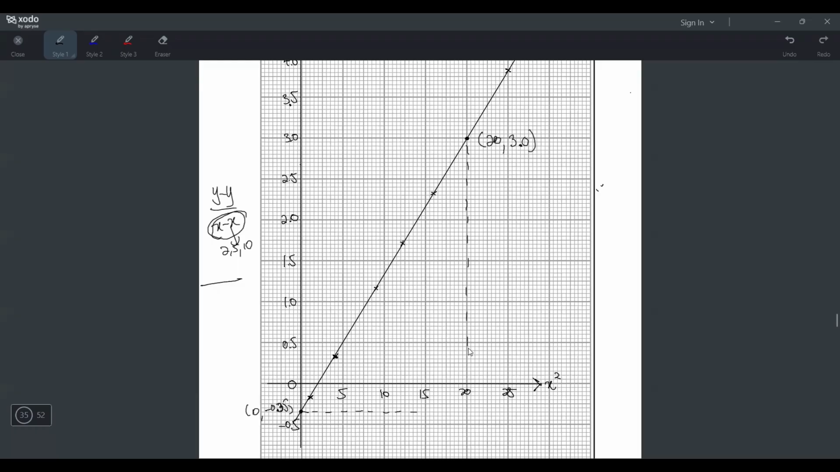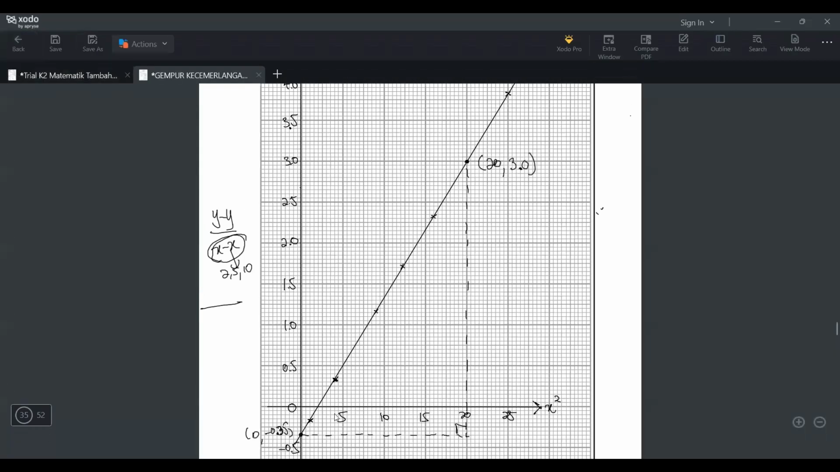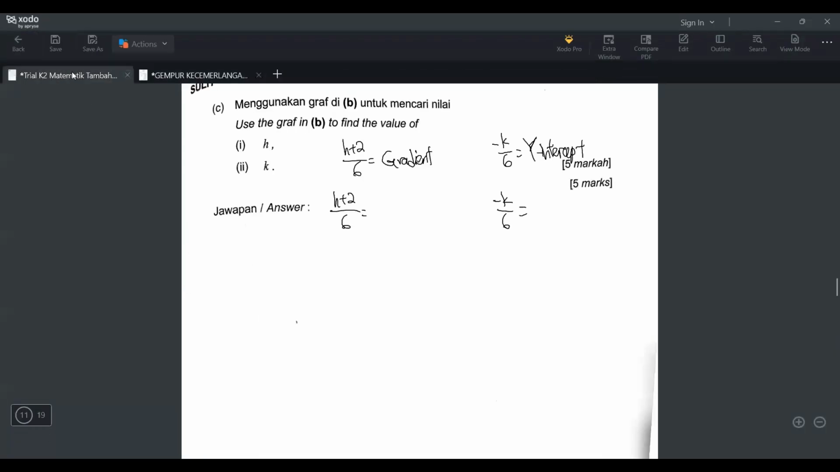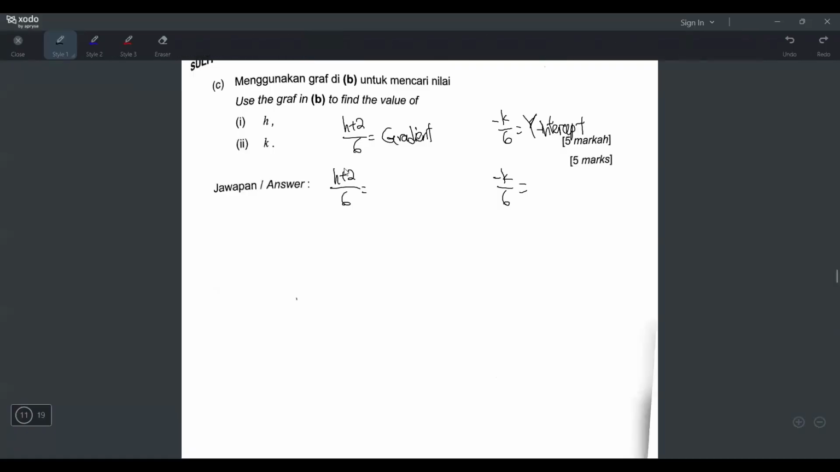Use a ruler to draw a right angle triangle and then join them here and then put 90 degrees. Okay, now you have these two coordinates. I think now you can find the gradient. Formula y minus y. So negative 0.35 minus 3 over 0 minus 20. Let's write it in the working. Negative 0.35 minus 3 over 0 minus 20.